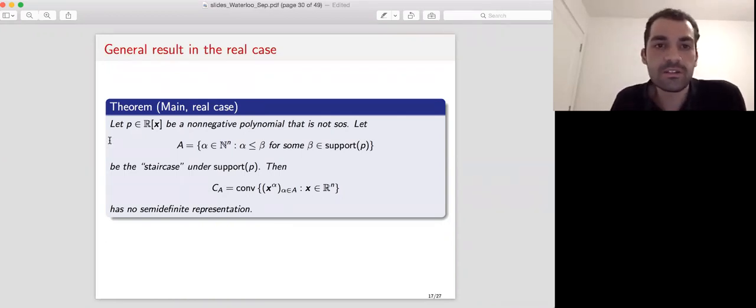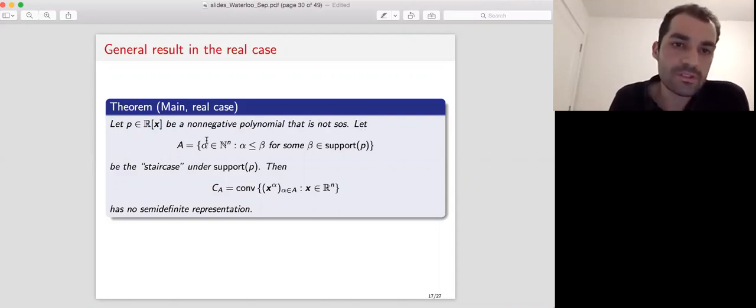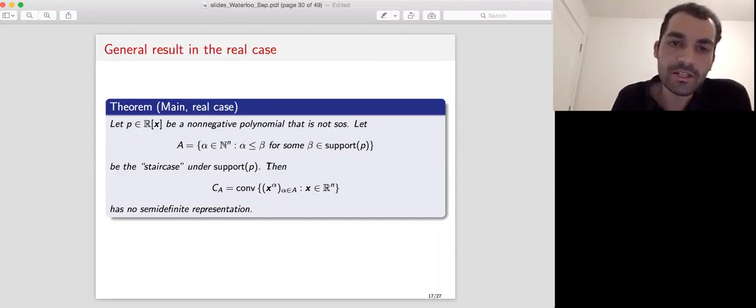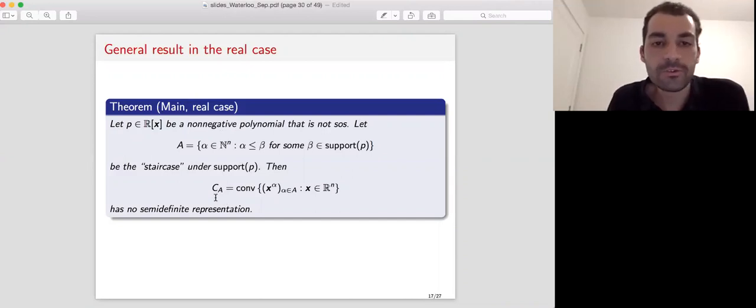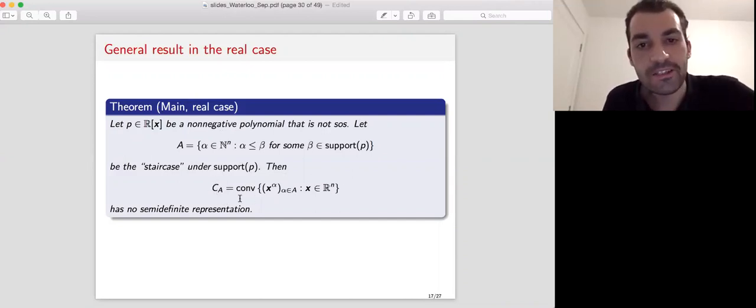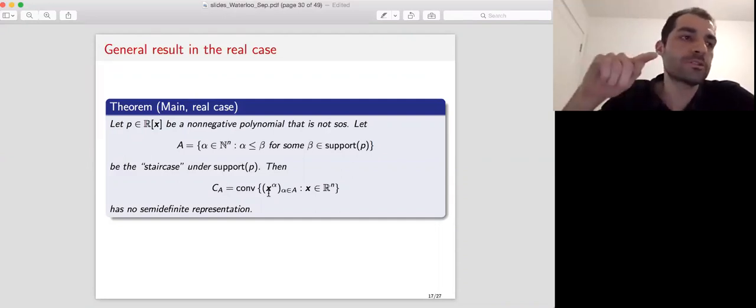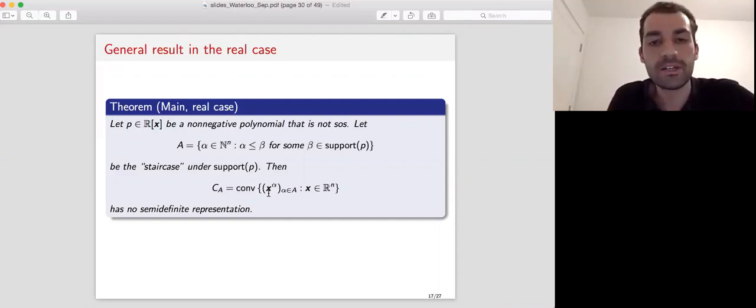So really, the idea is I start with a polynomial P that's non-negative but not SOS, and then I define a certain set of monomials, of powers really, and the claim is that this convex set CA has no SDP representation. I want to emphasize again that this set CA has a very similar flavor to the set of separable states. The set of separable states is also a convex hull of certain powers of x and y, which are xi, xj, yk, yl. So it's really of this form exactly for a certain well-chosen set.